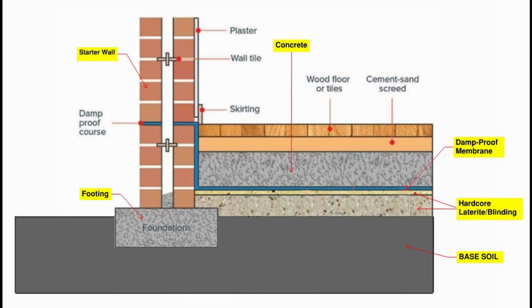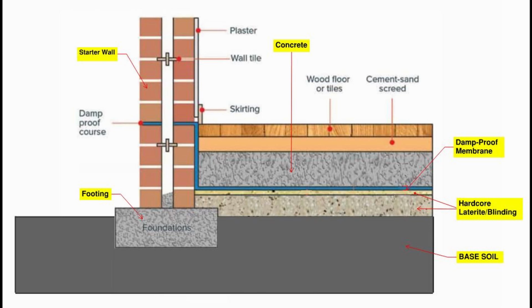You can also see the starter pillars. As we mentioned in the other video, there are always pillars and columns in a building, and they start from the foundation all the way up. During the foundation stage, they're called the starter pillars or starter columns. Now, on top of the base soil, I've labeled something called hardcore laterite. Hardcore laterite is a filling that you fill in the foundation. We'll go through more details of that later on.